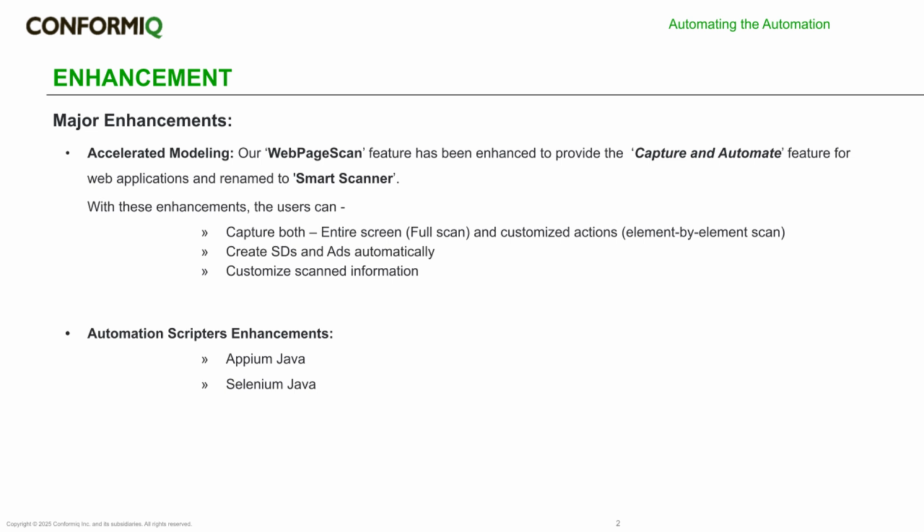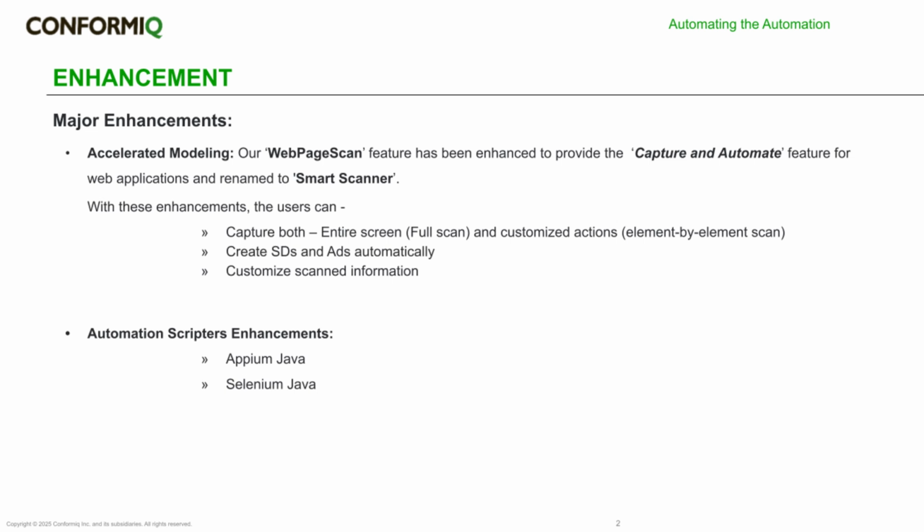Our web page scan feature has been enhanced to provide the capture and automate feature for web applications and renamed to Smart Scanner. The enhancement leverages the speed of web page scanning for the application under test, irrespective of application development stage. With this feature enhancement, if a user wants to capture the entire web page, they can go with the full scan capabilities, and to capture customized user flows, that means element-by-element scanning, with just a click in seconds.